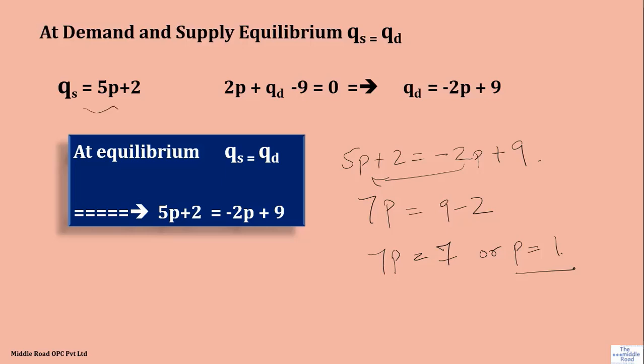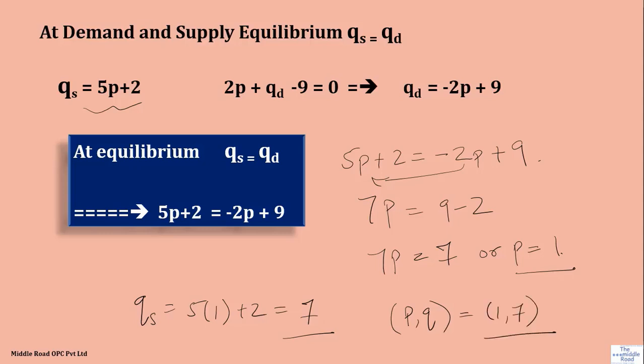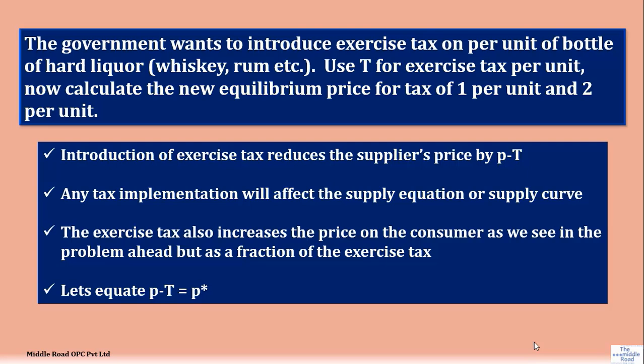Now you're going to use that P equal to 1 in the equation QS. Now you get 5 into 1 plus 2 is equal to 7. The quantity supplied is 7 at equilibrium. So at equilibrium we have the price as 1 and quantity as 7. We'll go to the next part of the equation.